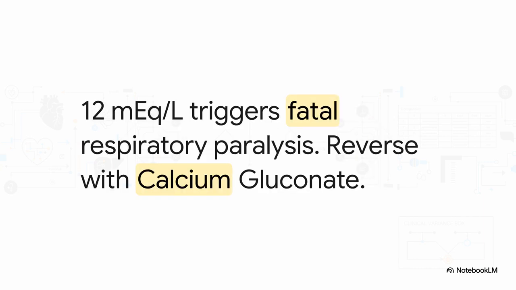If you miss that loss of reflexes and serum magnesium levels climb past 12 milliequivalents per liter, the patient progresses to lethal respiratory paralysis and eventually cardiac arrest. So, if your patient on a mag drip shows absent reflexes or acute respiratory depression, your immediate intervention is twofold. 1. Instantly stop the magnesium infusion. 2. Immediately push the specific pharmacological antidote, IV calcium gluconate. This directly antagonizes the magnesium at the neuromuscular junction.